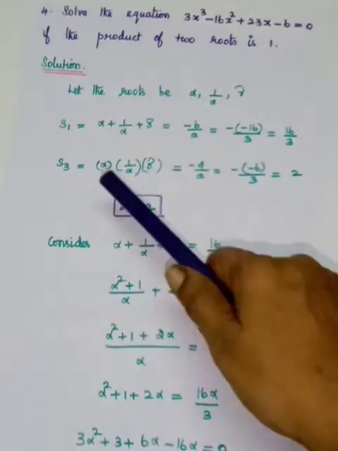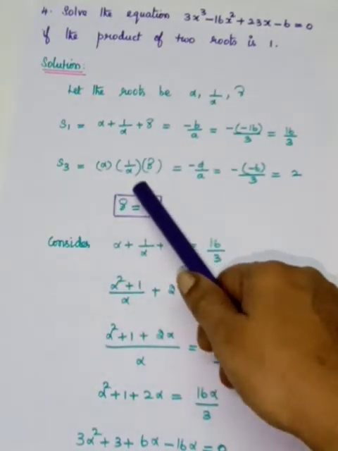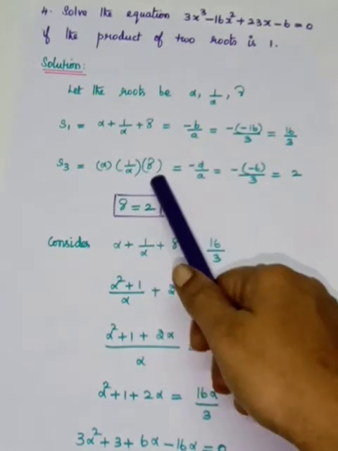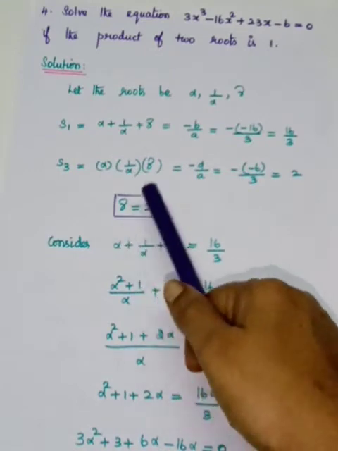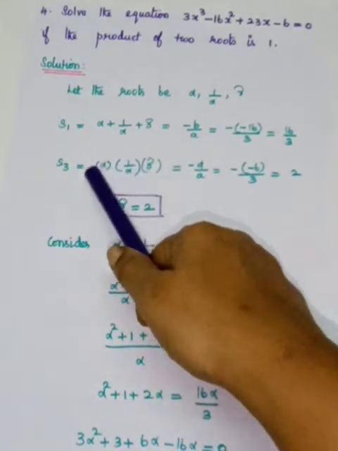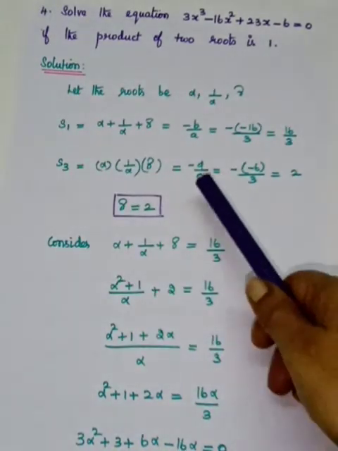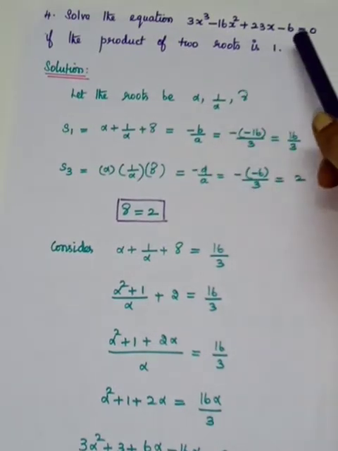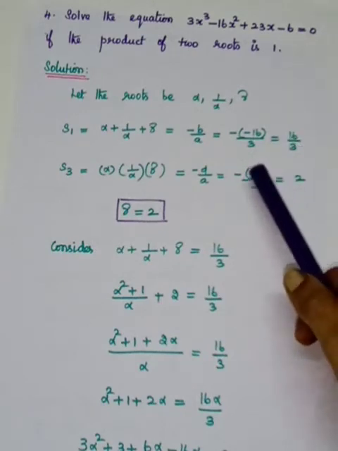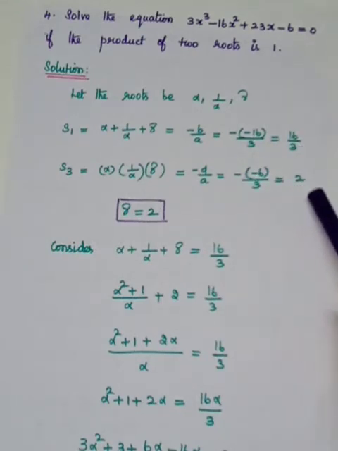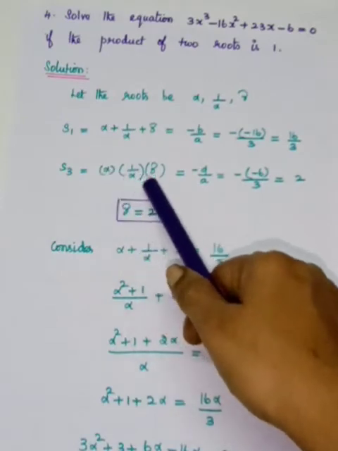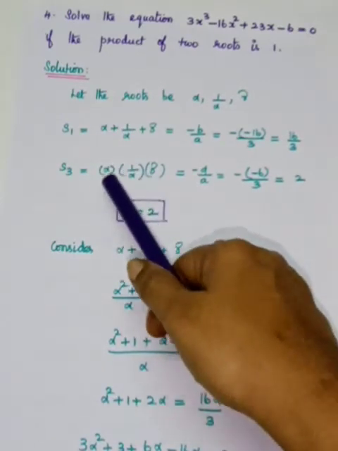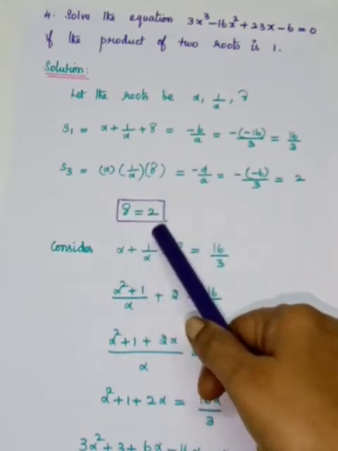So I'll go for S3, that is the product of the 3 roots: alpha into 1 by alpha into gamma. This alpha and this alpha get cancelled, so you will get gamma. If you take the product of the 3 roots, the formula is minus d by a. What is d? The constant, which is minus 6. So minus of minus 6 by 3 is equal to 2. On the left side, alpha and 1 by alpha get cancelled, so you will get gamma is equal to 2.